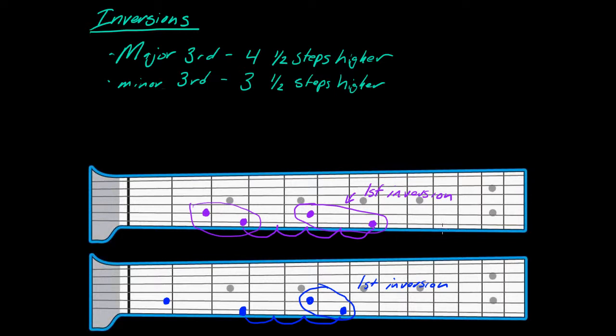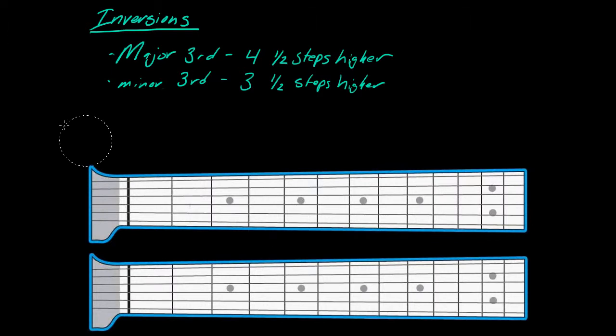Okay, now let's apply this to the whole number system. Let me write down, we're going to be in the key of G, for example. So I'm going to write down the numbers for the roots: 1, 2, 3, 4, 5, 6, 7, back to 1. Now watch how this works.